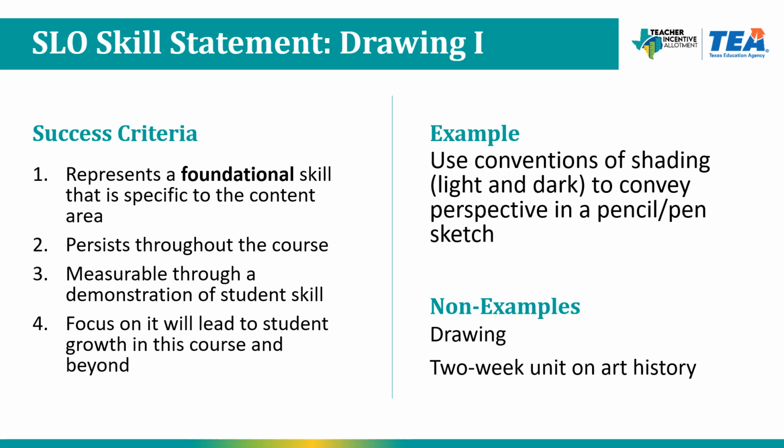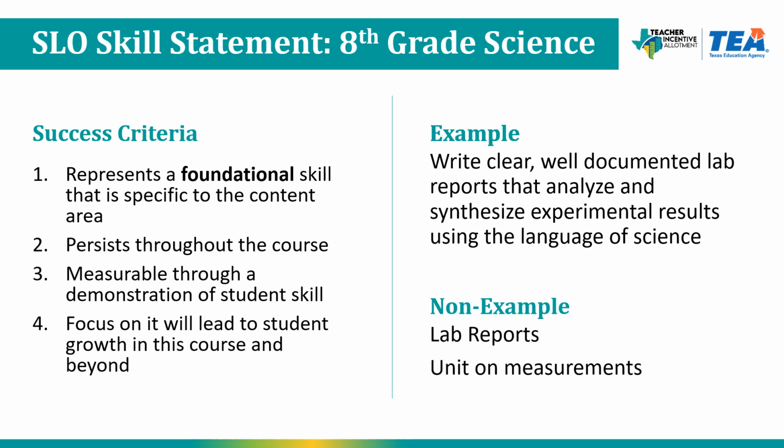In drawing 1, a foundational skill is understanding how to use light and dark shading to create perspective. This skill is central to the course, making it a strong skill statement. A non-example would be simply stating drawing or focusing on a 2-week art history lesson. That doesn't really capture what the course is about, and it's not foundational to the course. While art history is valuable, it's not the core focus of drawing 1, which is more about practical skills like shading and perspective. Let's look at another example.